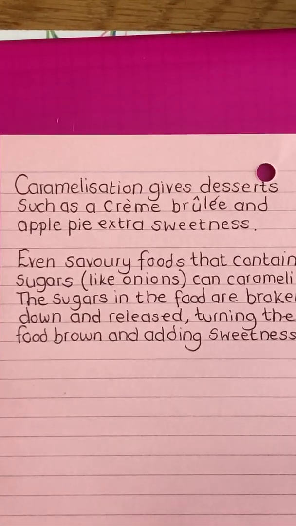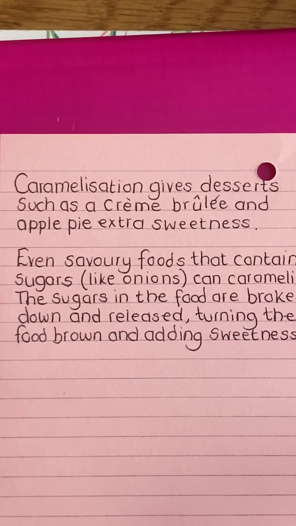Caramelization gives desserts such as creme brulee and apple pie extra sweetness. Even savoury foods that contain sugar, like onions, can caramelize. The sugars in the food are broken down and released, turning the food brown and adding sweetness.